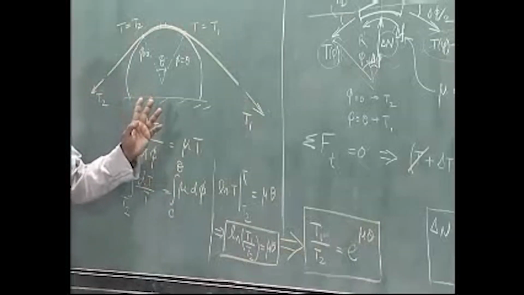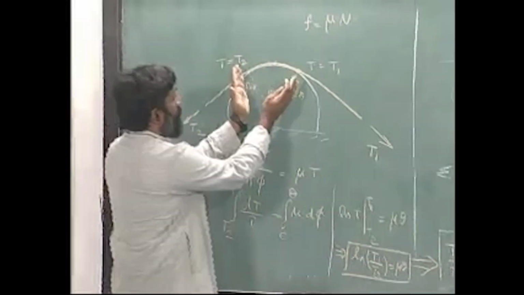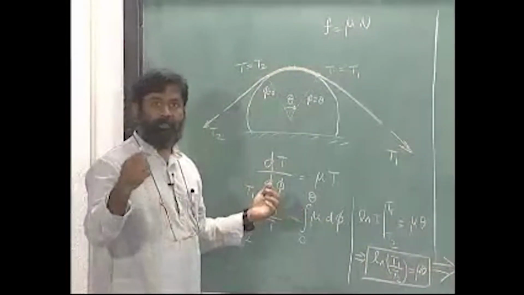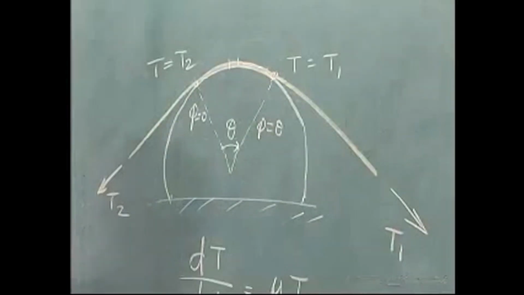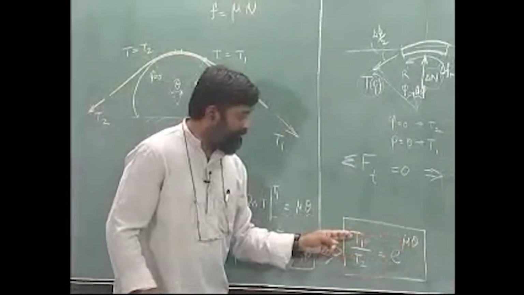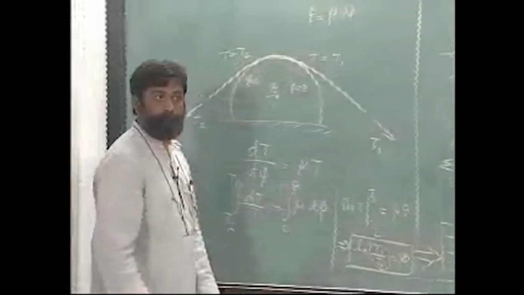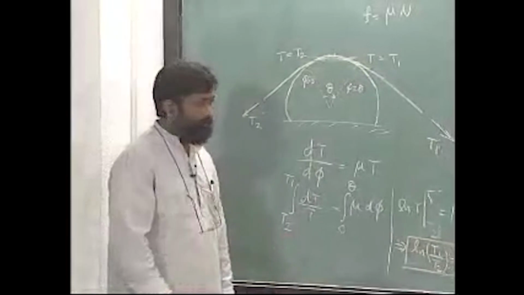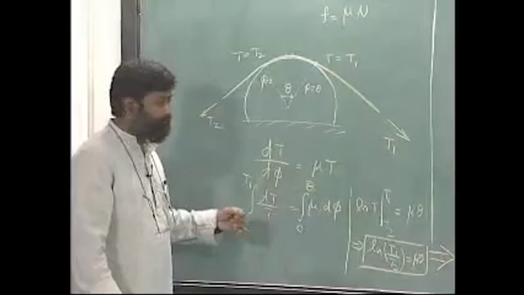Now let us just check, when θ is equal to 0, I have no contact here, very small contact. It tells me that the friction has to be equal to 0, which means T1 is equal to T2. Do I get that here? The answer is yes. T1/T2 equals e raised to 0, which is equal to 1, which means T1 is equal to T2. Otherwise there will be a friction that I will consider. So far this is what we understand.